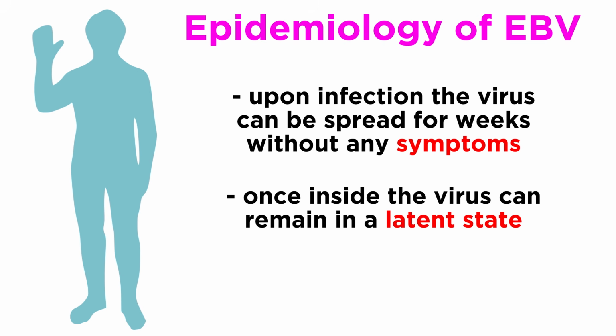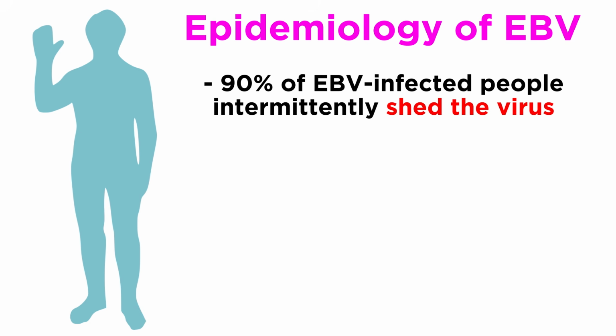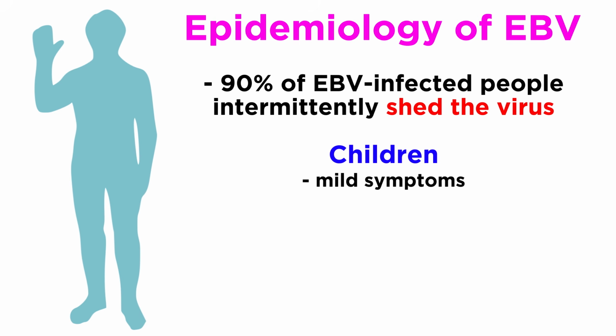And once the virus is in your body, it stays there, albeit in a latent, meaning inactive, state. If the virus reactivates, then you could possibly spread EBV to others, even if it was latent for a long time. We also know that more than 90% of EBV-infected people intermittently shed the virus for life, even when they have no symptoms. Thinking about the age breakdown for this, children that get infected by EBV typically have very mild symptoms or don't show any symptoms at all. The term for this is subclinical disease.